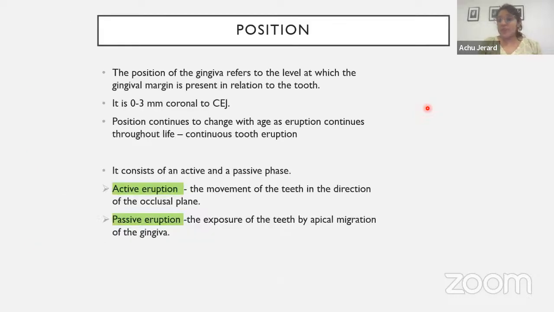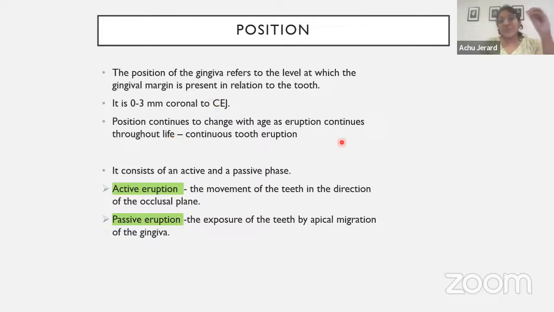So next is about the position. The last thing about the clinical feature that you need to know. With regard to the position of gingiva, we tell the position of gingiva in terms of the marginal gingiva, what we see clinically. So the position of marginal gingiva determines the position of the whole gingiva as such, right? It is about 0 to 3 mm coronal to the CEJ. It is slightly above the CEJ that it is seen.